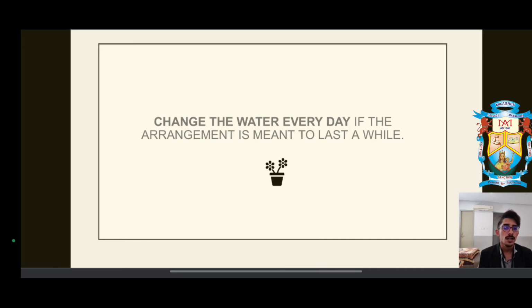And this is all the required things that we need for conditioning plant material, basically under the flower arrangement concepts. And with this I end my lecture.